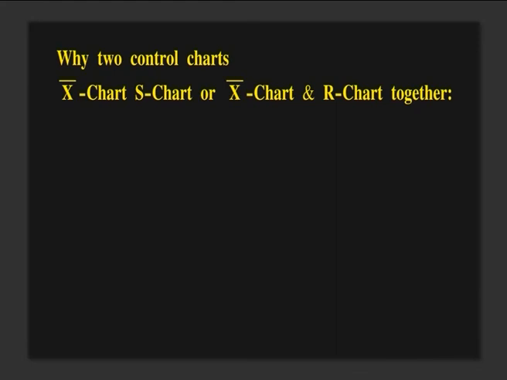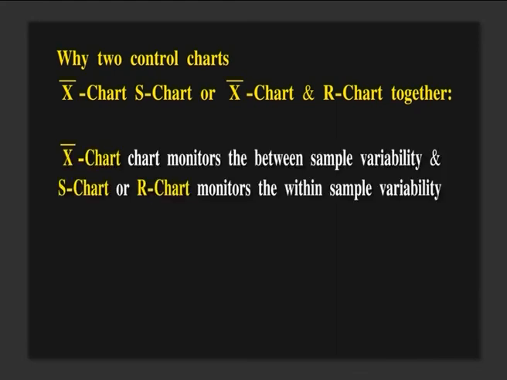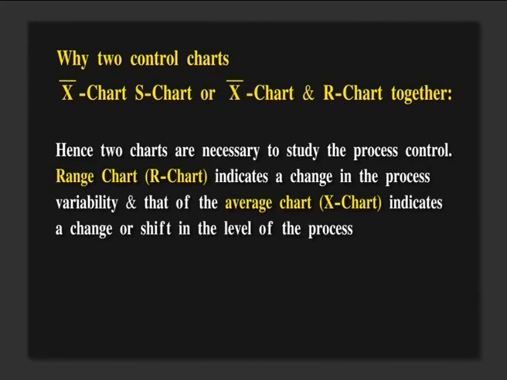Why two control charts, XBAR chart and S charts together? XBAR chart monitors the between sample variability and S chart or R chart monitors the within sample variability. Hence, two charts are necessary to study the process control. Range chart indicates a change in the process variability and that of the average chart indicates a change or shift in the level of the process. Hence, two charts are constructed simultaneously to see whether the process is working in control or going out of control in terms of the process average and process dispersion.